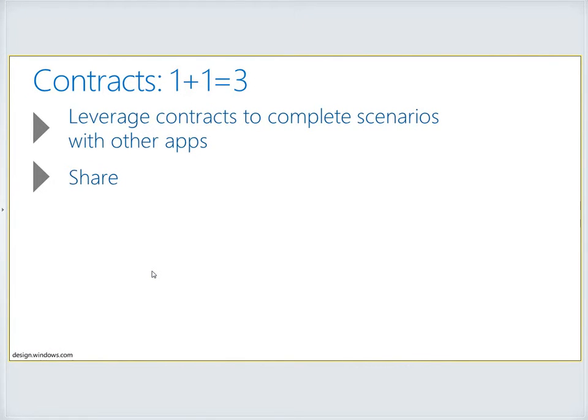So we really want you to leverage contracts to complete scenarios with other apps. We want you to think about sharing, we want you to think about search, and we want you to think about file picking. And file picking is a great example where we touched on it a little bit here. If I integrate SkyDrive or another cloud service to an app, I may have a bunch of photos.